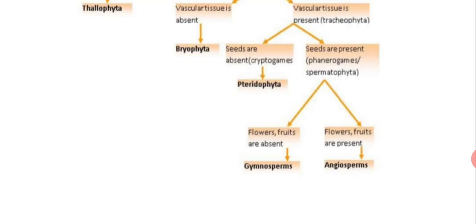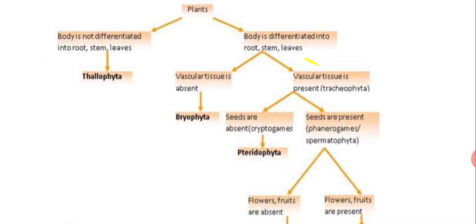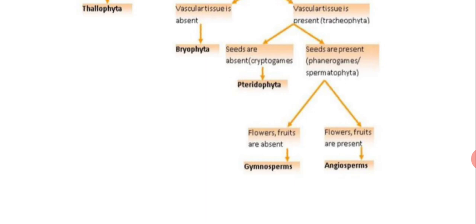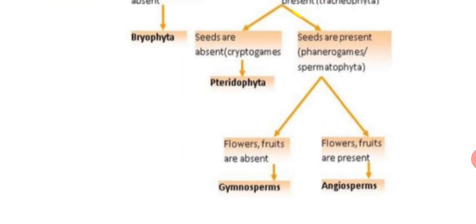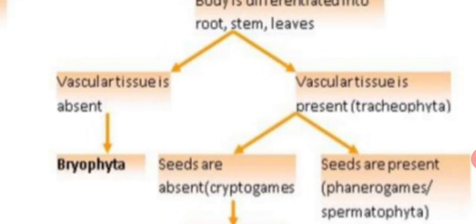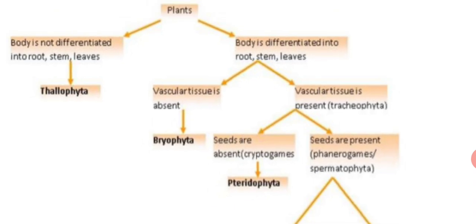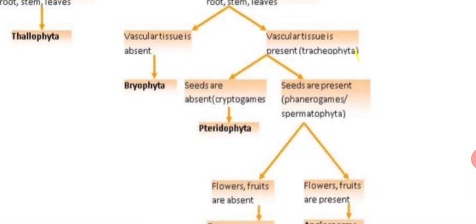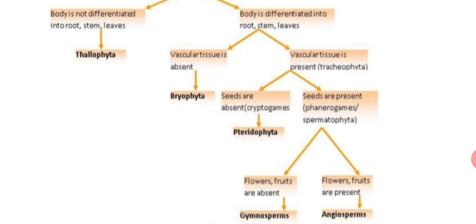So we can see the phylogenetic classification pattern here: the simplest is algae, then bryophytes, then pteridophytes, then gymnosperms, then angiosperms. Okay, so if you are asked to write in the exam about the different classification of plants, you also have to write in the same order. You will not write angiosperm first and then pteridophyte, and you will not write randomly. You have to write according to that evolutionary pattern.